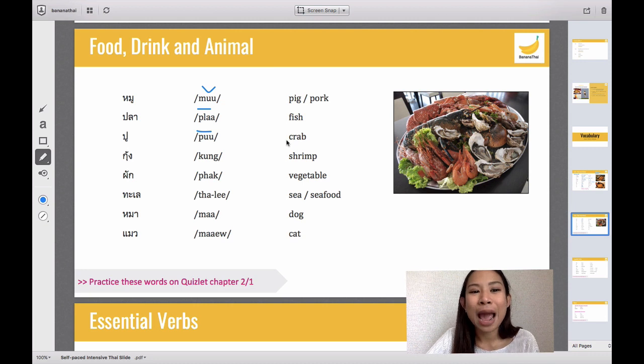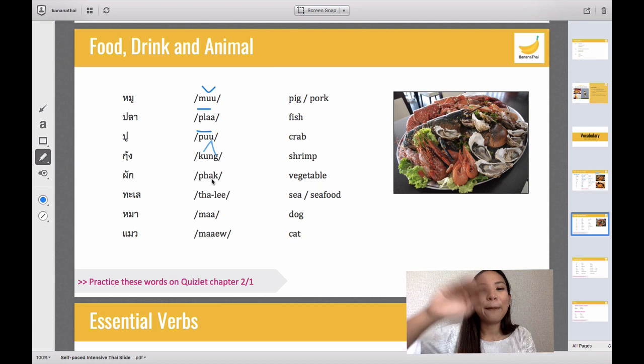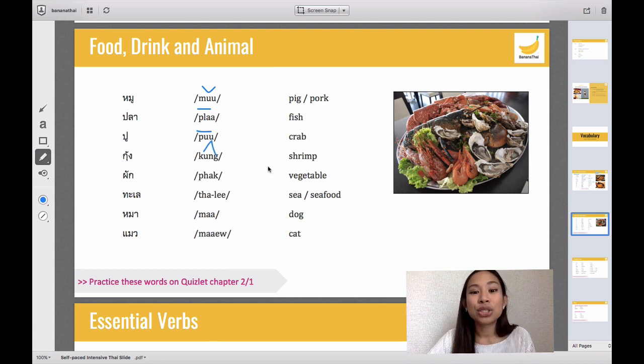ต่อไป, ปู is crab. Think about this: when you eat seafood, when you eat crab and the crab is not that fresh, so you go "poo." Does it make sense? Just relate this somehow. Next one, กุ้ง, up and down. กุ้ง is shrimp.